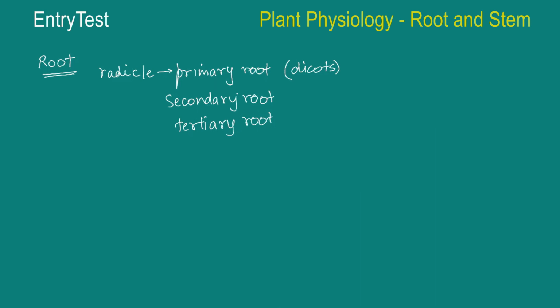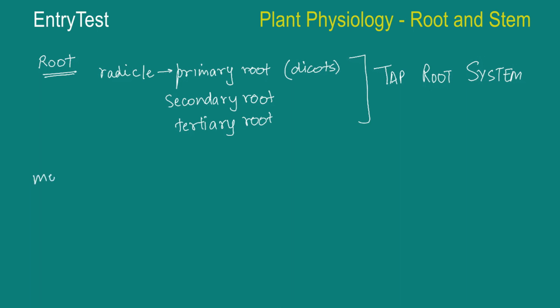Alright, so these are the different, let's say, parts or hierarchies that are there in a root. Now the primary root and its branches, all of this, they constitute a system that we call the taproot system. Right, so that is the taproot system.